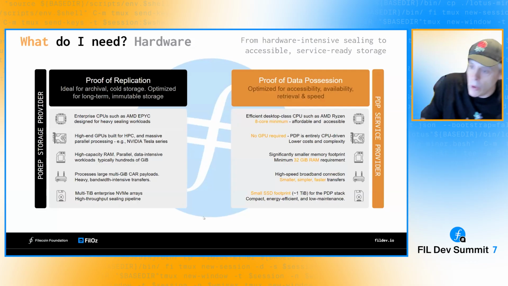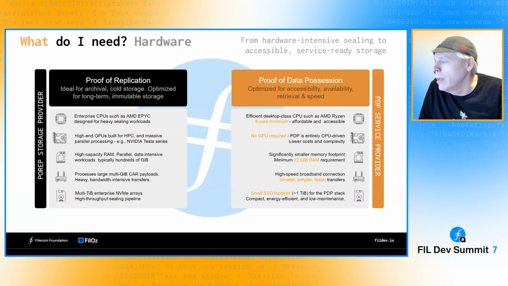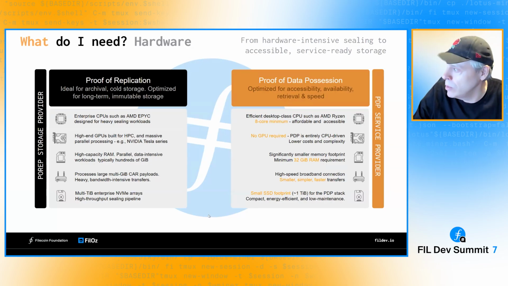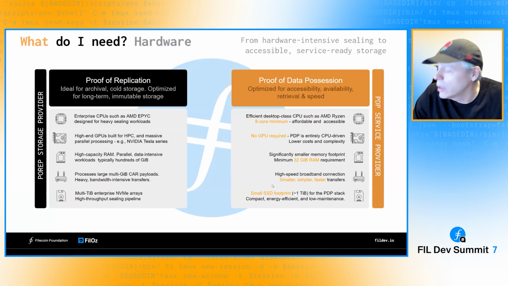I have a small mini form box which I'm running at the moment. It's running an AMD Ryzen 9. Big plus here is no GPU required. PDP is entirely CPU driven, and that obviously equals lower costs and complexity. You're looking at a much smaller memory footprint. From the 1 terabyte I have in one of my PoRep nodes, you're looking at a minimum of 32 gigabytes.